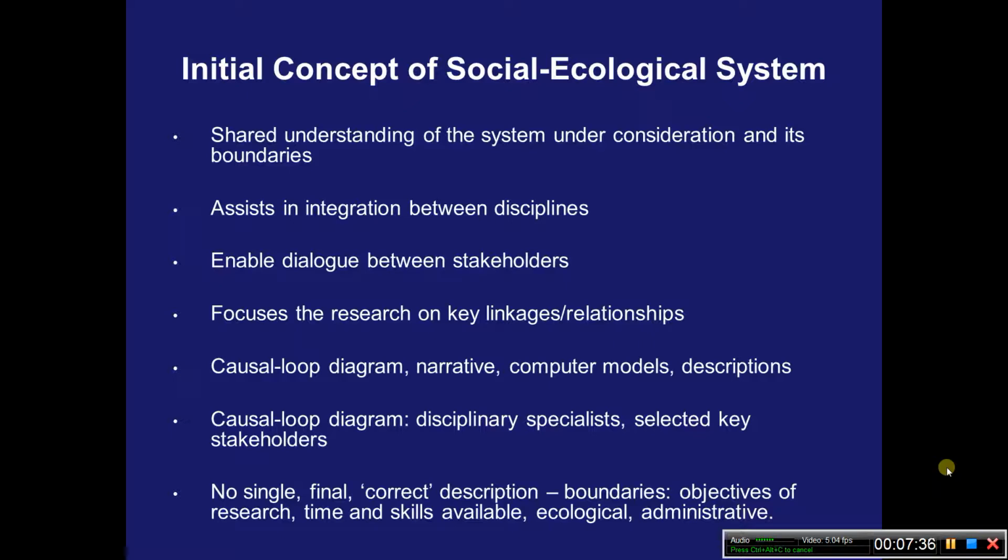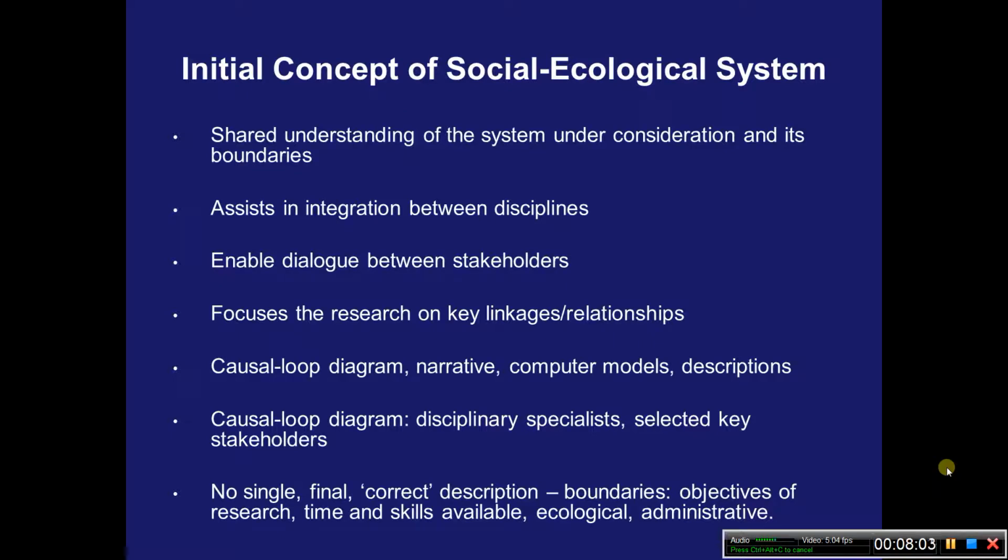There are a number of tools that we can use, as I mentioned earlier. And very importantly, in the last point, there is no single, final, correct description of what the social ecological system looks like. That is because we have to make choices. That is because we cannot describe the system in all its complexity, with all its elements comprehensively. We have to select. And so there's no one final correct description.